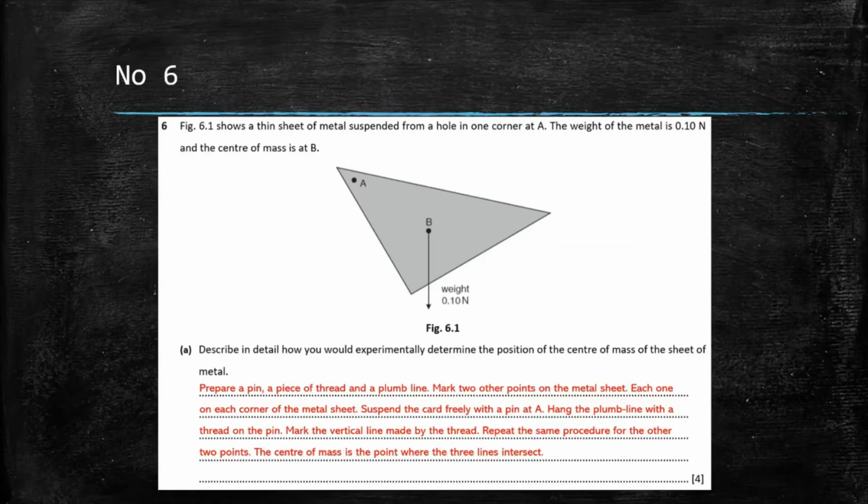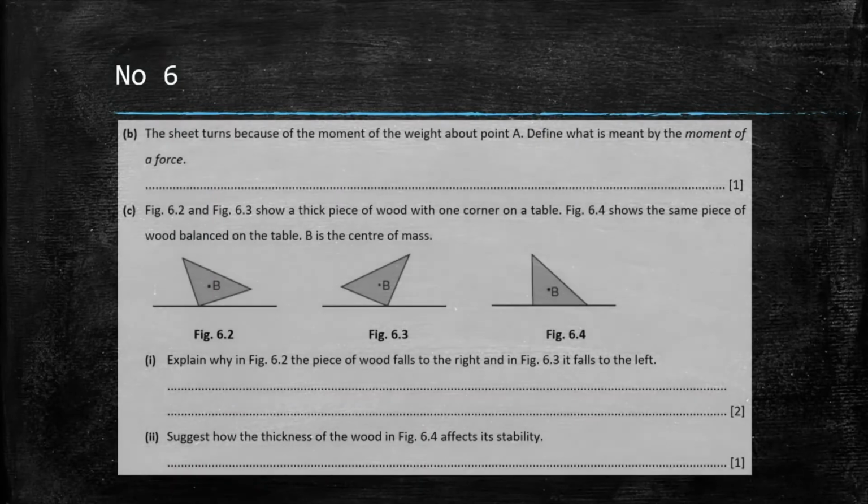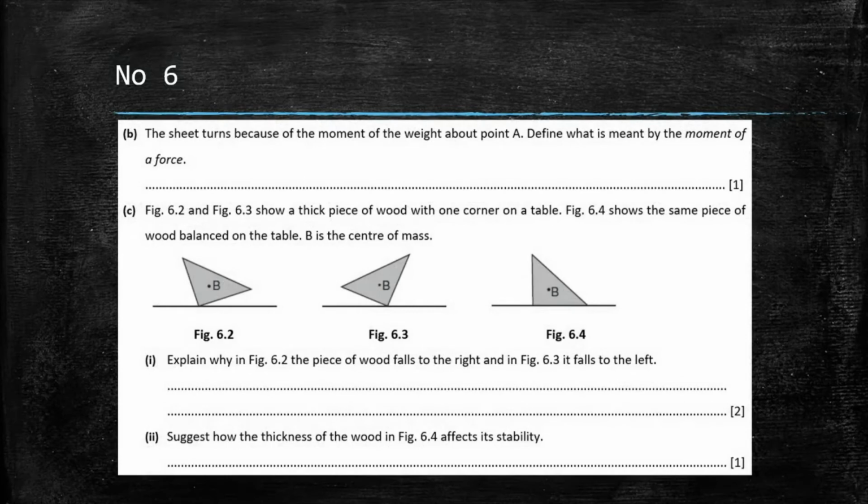Question 6b. The sheet turns because of the moment of the weight about point A. Define what is meant by the moment of a force. Moment of a force is force times perpendicular distance from the force to a pivot, or the turning effect of a force about a pivot.